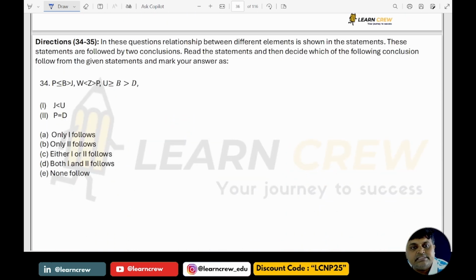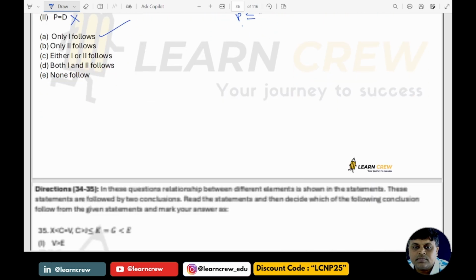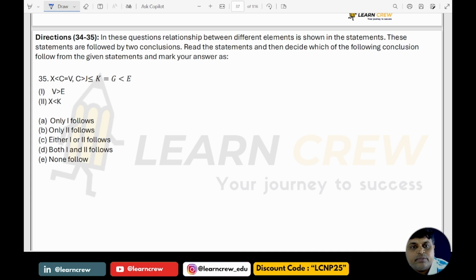So here P less than or equal to B greater than J. The first one is J less than U. If you see here, J less than B, B less than or equal to U. So J less than U is correct. Now P is equal to D. It is given that P less than or equal to B, B greater than D. P and D relation can't be established. So only one follows. Now the last question from reasoning in today's paper.